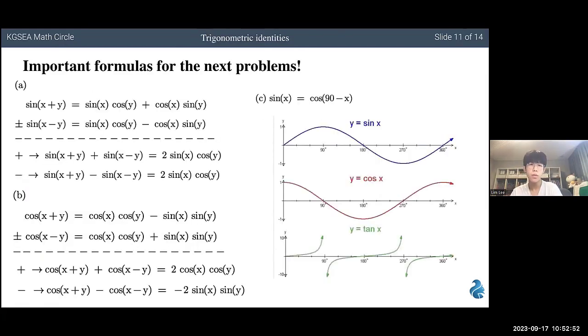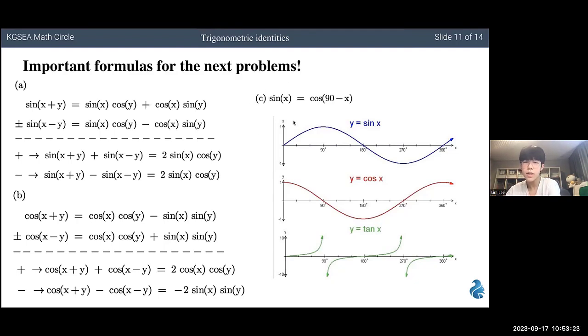Here are some important formulas for the next problems. A and B are derived from the sine addition and cosine addition formulae, where we just added sine x plus y and sine x minus y to get 2 sine x cosine y, and subtracted them to also get the same result. Additionally, we can also subtract and add cosine x plus y and cosine x minus y to get 2 cosine x cosine y and negative 2 sine x sine y, respectively.